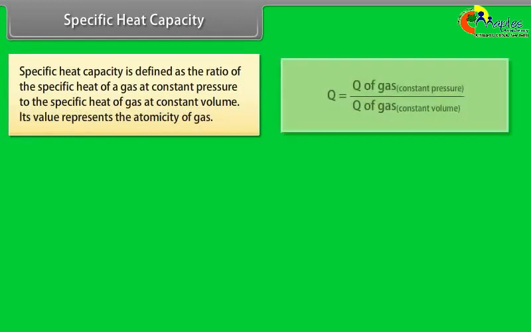Specific heat capacity. Specific heat capacity is defined as the ratio of the specific heat of a gas at constant pressure to the specific heat of a gas at constant volume. Its value represents the atomicity of gas.